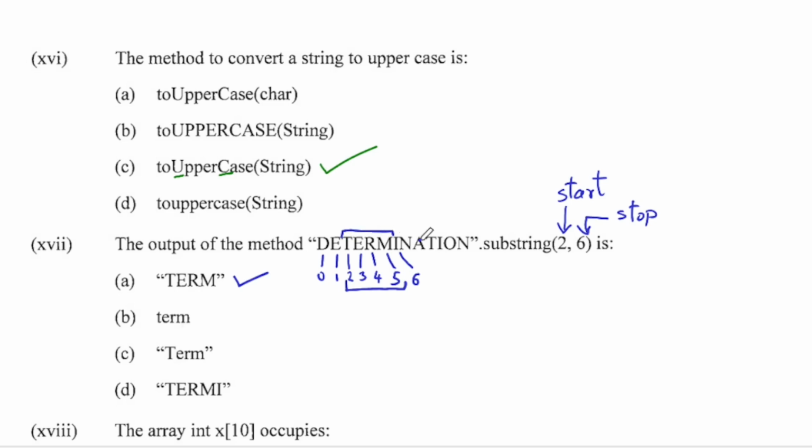Please note, this is determination in all uppercase. So TERM are in capital. So only the first option A has all these characters in capital. So the correct answer is A. Let's move on to the next question.